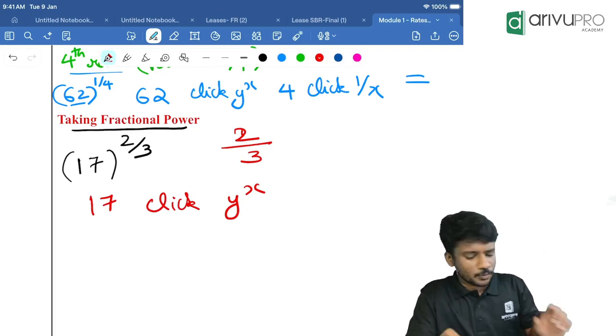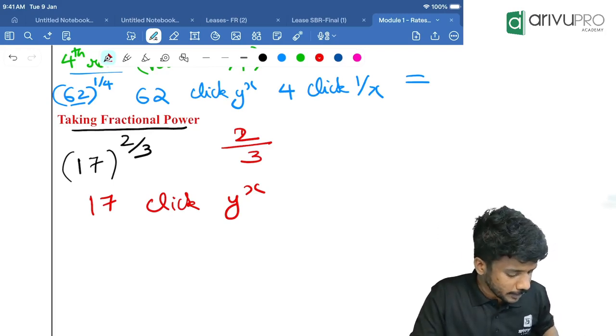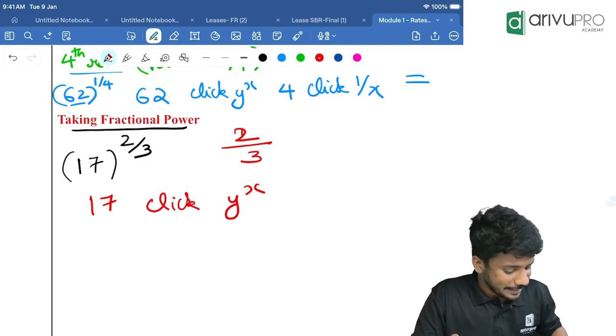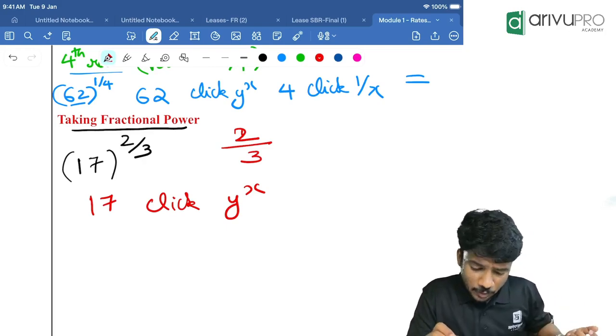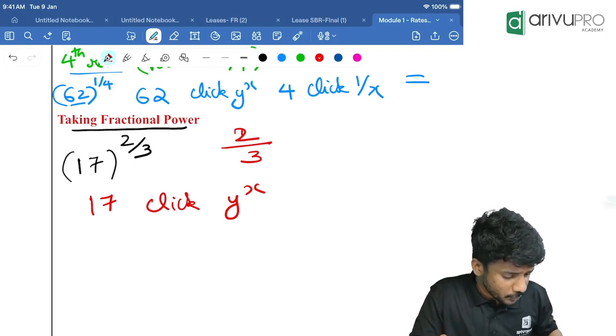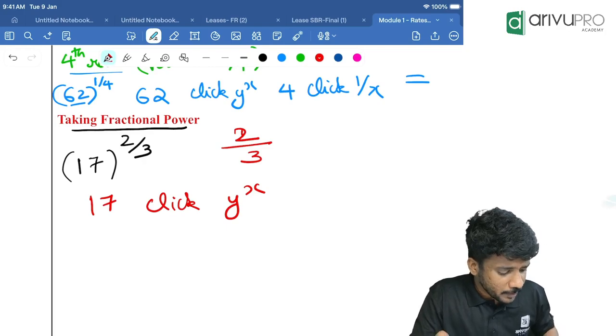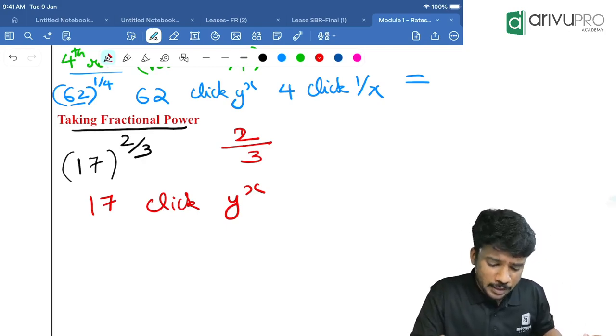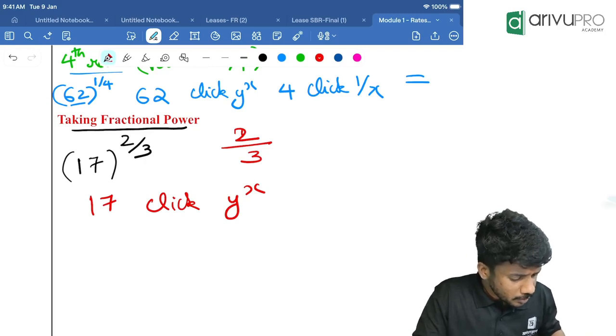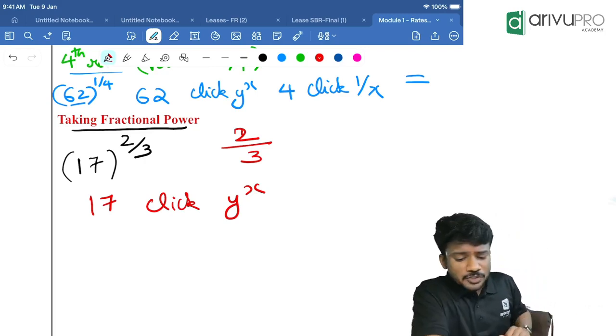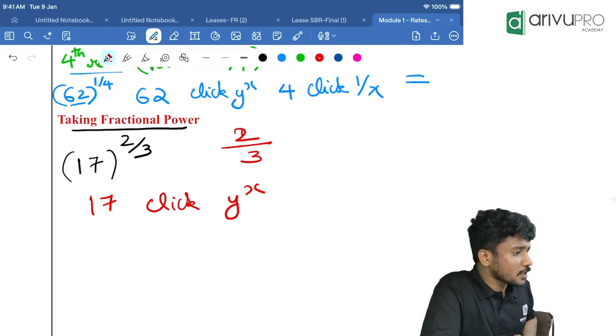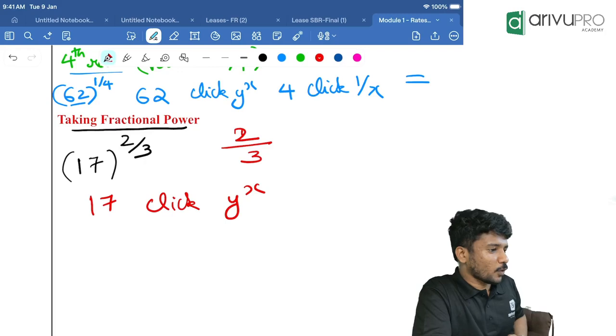Please do it. Clear everything. Type 17, then click y raised to x. Then for 2 by 3, you put a bracket, 2 divided by 3, then close the bracket. Then you click equal to and you get your answer. How much is the answer you are getting? 6.611 something.